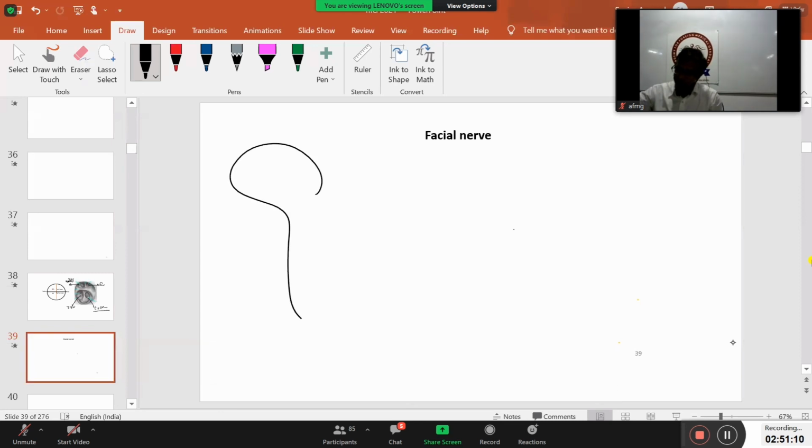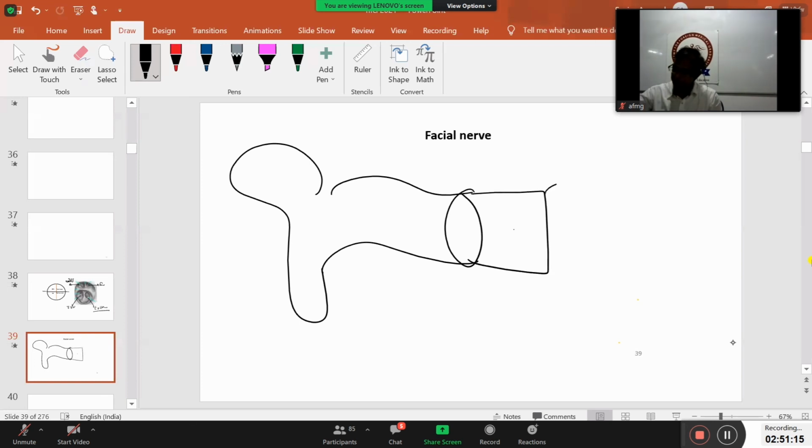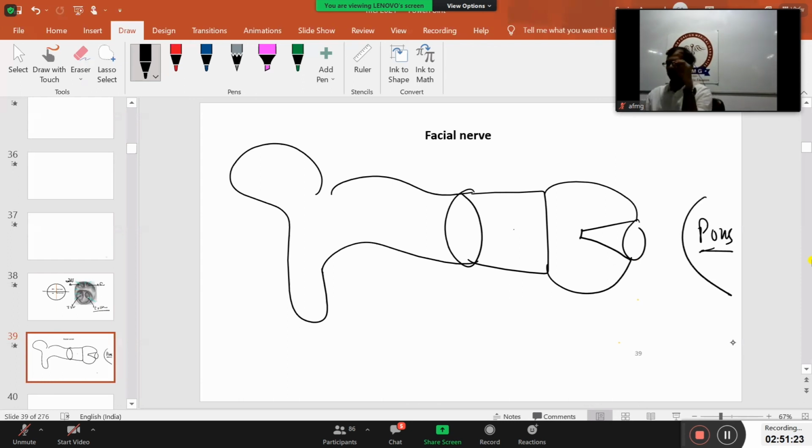So, again, I draw the same diagram. Pons is here. This is your pons. And all these nerves will come from the pons and travel to the internal acoustic meatus and further. And I told you, we'll only discuss the facial nerve. So this is the nucleus of, let's say, the facial nerve, the seventh nerve. We are ignoring the eighth nerve for a while, which is less important.